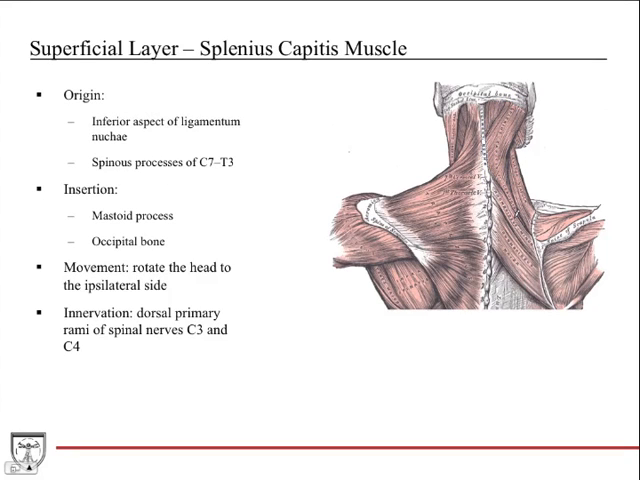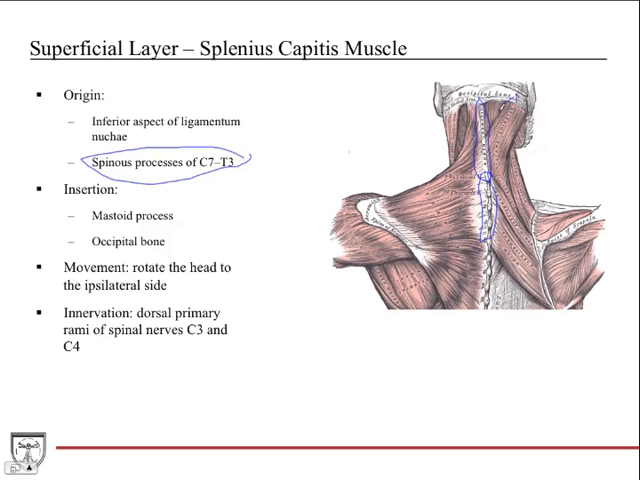So splenius capitis muscle, the inferior aspect of the ligamentum nuchae is part of the origin. Remember that ligamentum nuchae is shown here. It's that ligament in the cervical spine that's a continuation of the supraspinous ligament, so it's running along the tips of the spinous processes. It also originates from the spinous processes of C7 to T3, which would be around this region here.